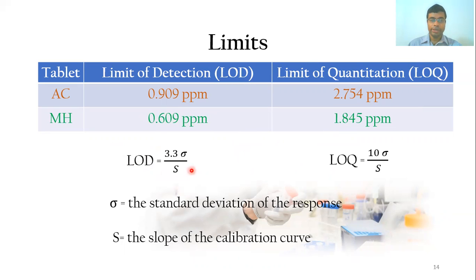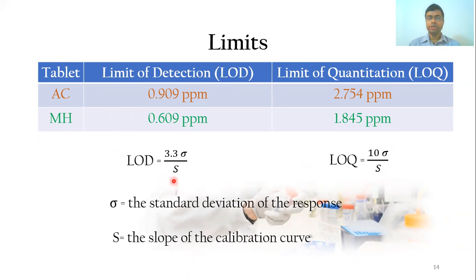Those are calculated parameters. So LOD is calculated by 3.3 sigma over S. Here sigma is the standard deviation of the response, so we can calculate the standard deviation. And the slope of the calibration curve is also calculated, either from the software or by another method. So that is the LOD, and LOQ is 10 sigma over S.